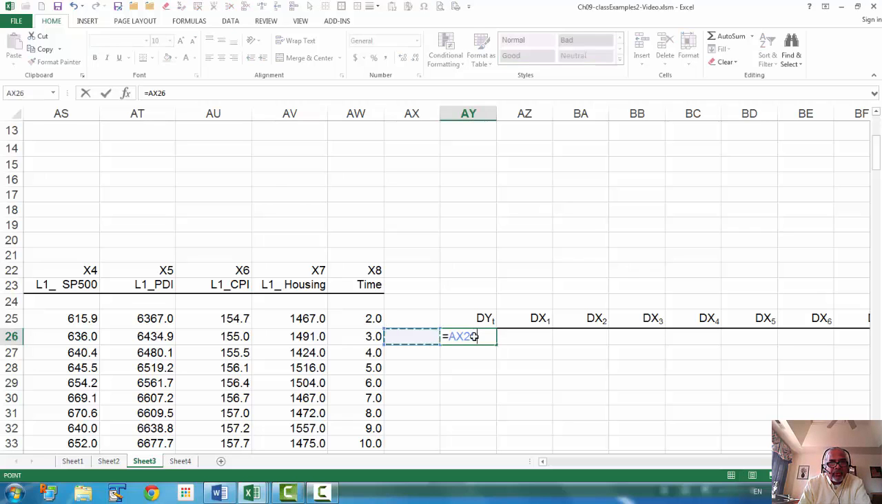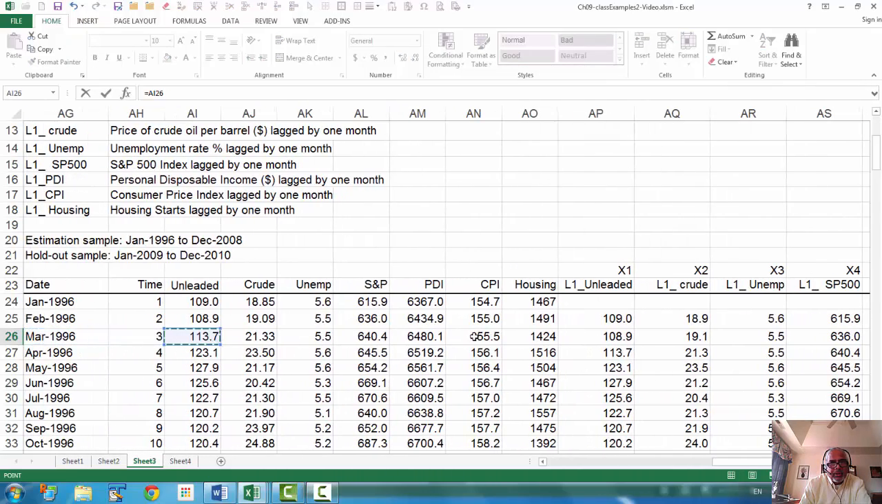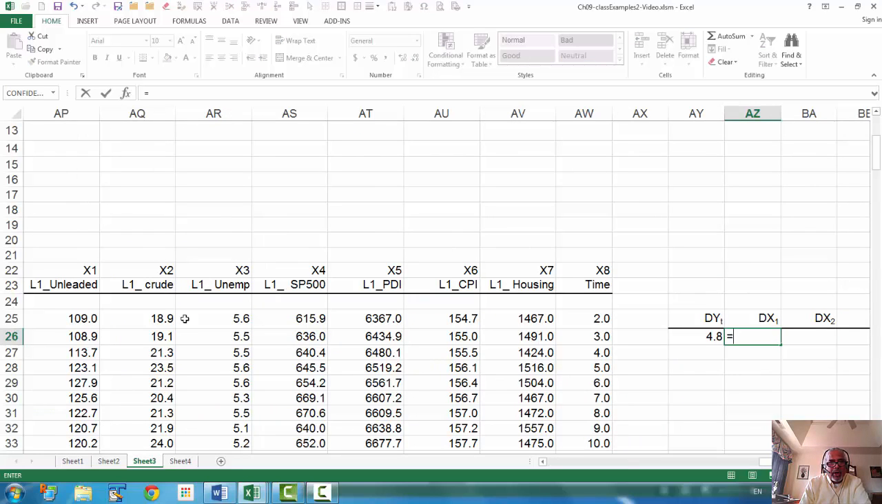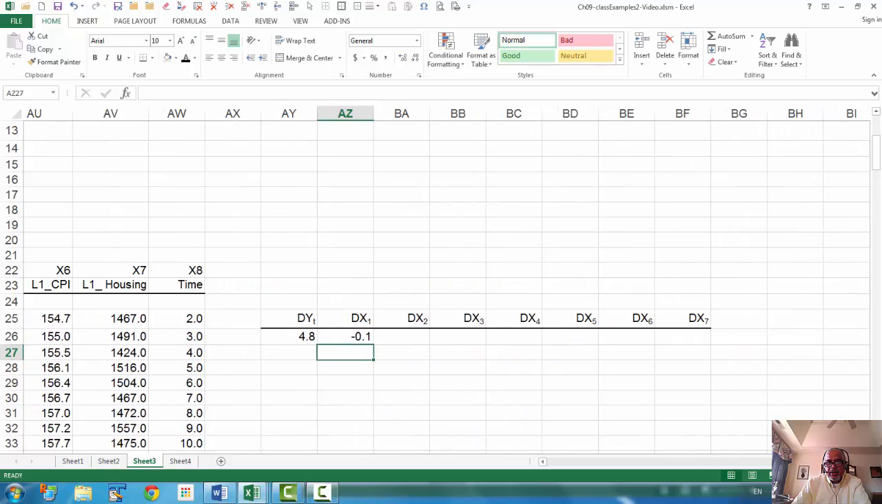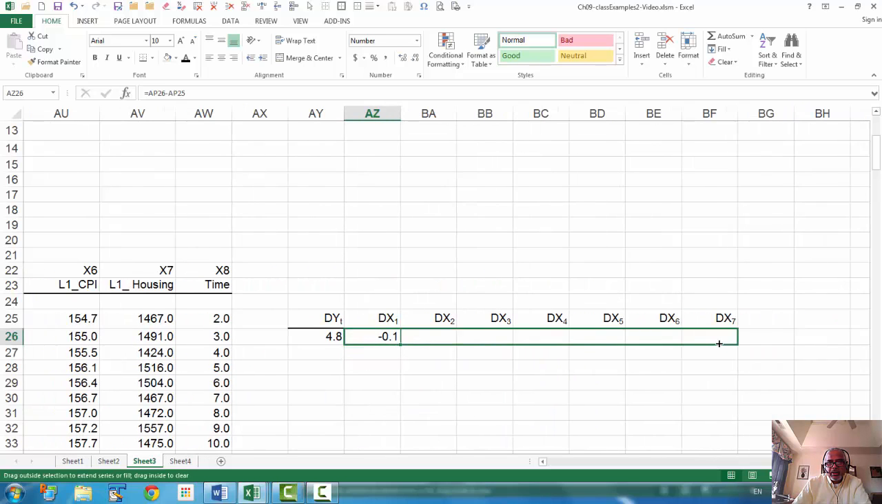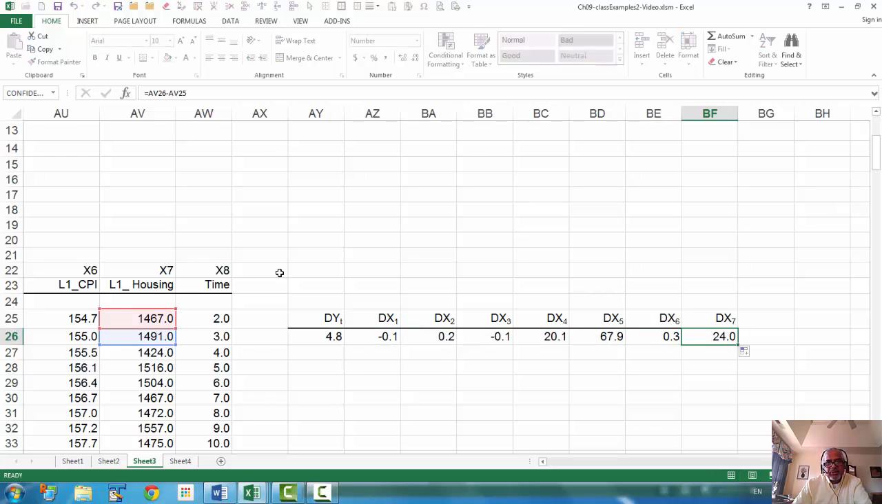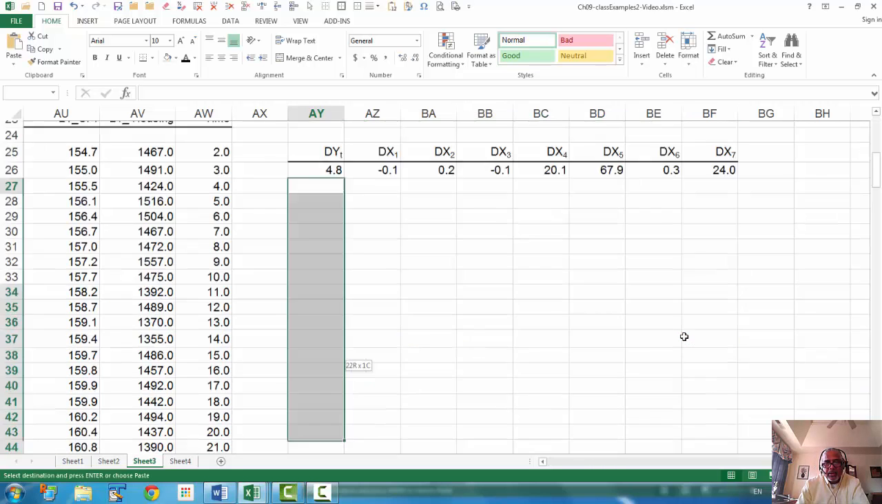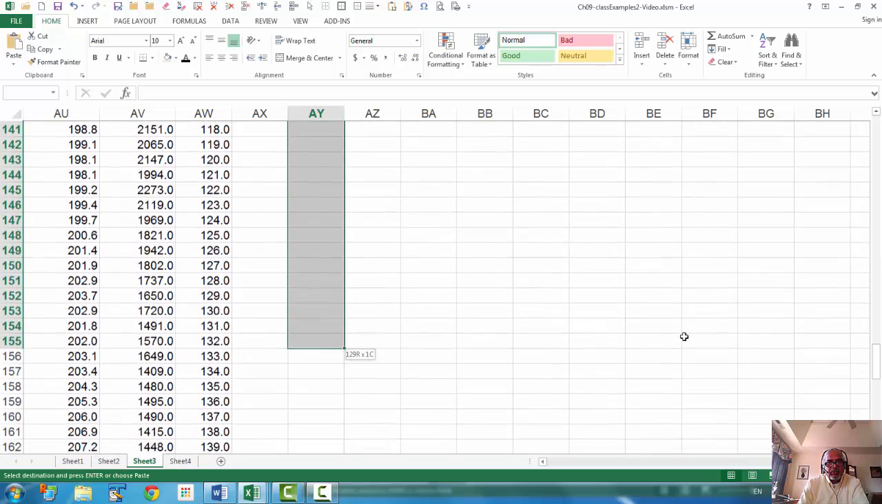The very first difference here for y is going to be, go to the unleaded, period 3 minus period 2. Similarly, dx sub 1 is going to be that minus the previous one. Now we can copy this across like that. Make sure that dx sub 7 is that minus that, so there is no difference for time. Now we copy this for the entire sample.